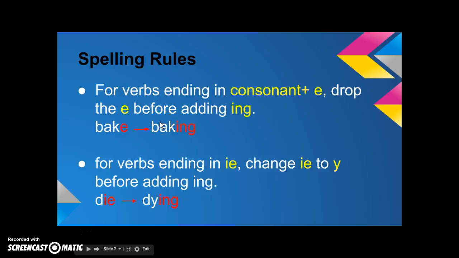We have some spelling rules, and they are actually very simple, so we will go over them right now. For verbs ending in consonant plus e, consonant meaning עיצור, plus e, drop the e before adding ing. So in the verb bake, we drop the e and we add ing instead of it. For verbs ending in ie, change ie to y before adding ing. So for example, the verb die ends in ie, we change the ie into y and of course add the ing.